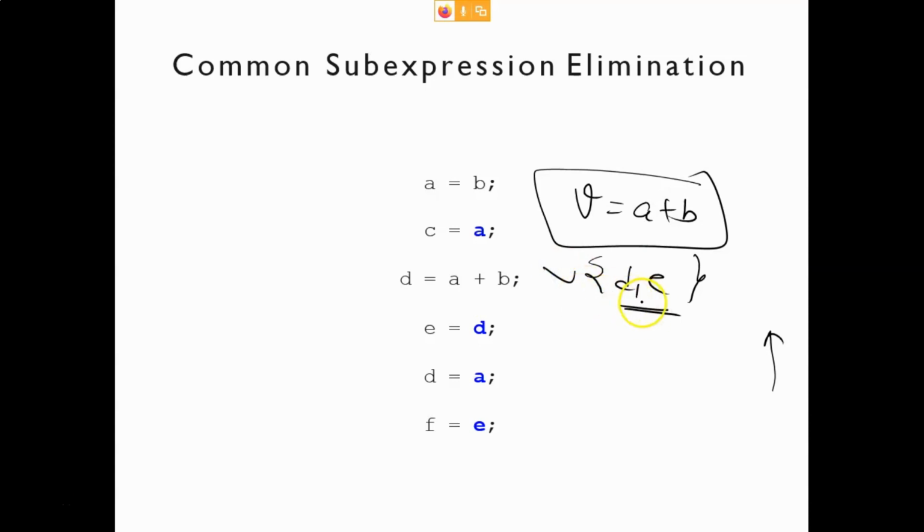D comma e is alive. This variable d and this variable e, these are alive variables. So just before this statement, because you are using a comma b, they will also become alive. Of course d comma e is already alive, and this a comma b will also become alive. But this v will become dead because now you are assigning into v.